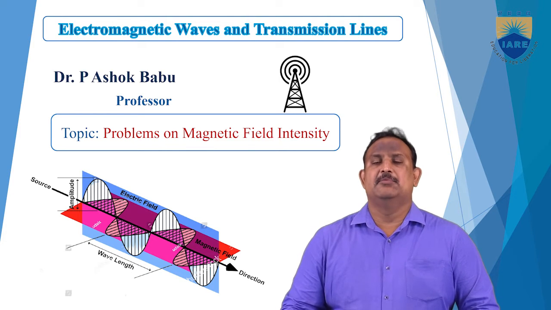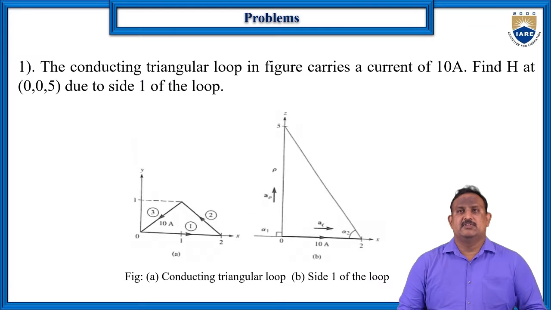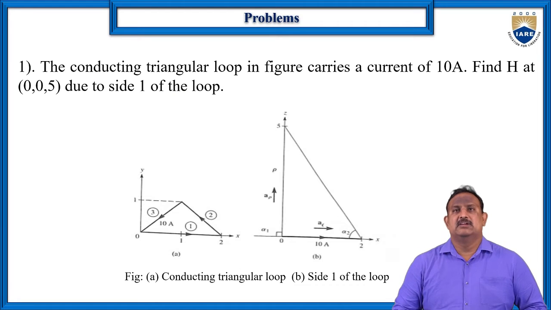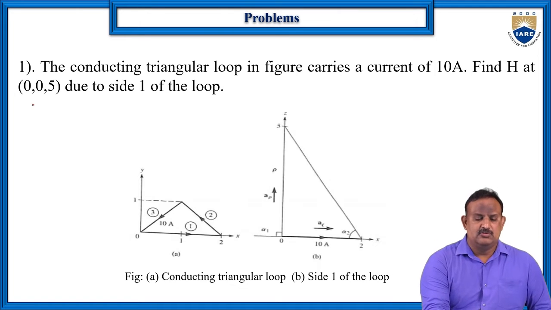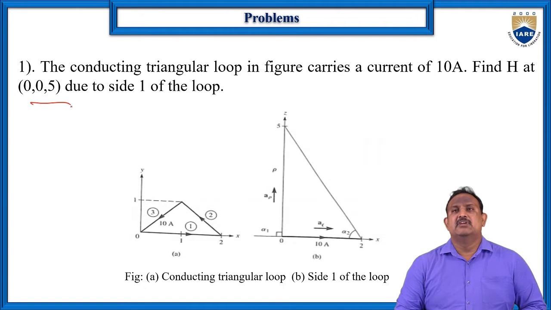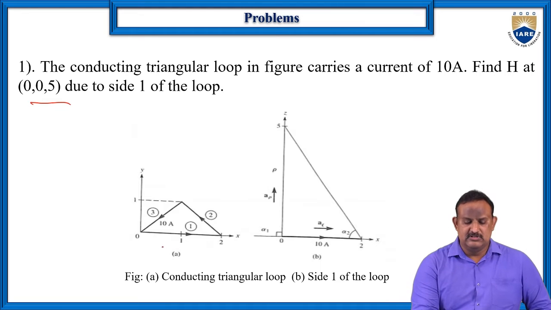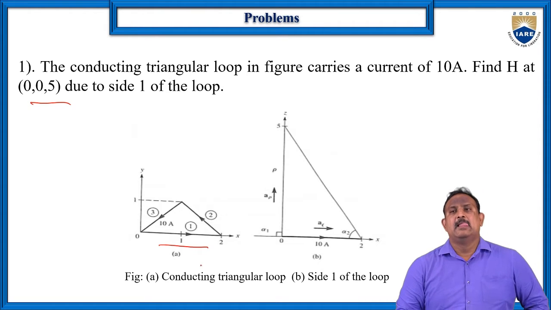In this video, I am going to discuss some problems in magnetostatics. First of all, let's see one problem. The conducting triangular loop in the figure carries a current of 10 amperes. Find the magnetic field at (0, 0, 5) due to side 1 of the given loop. So due to side 1 of the given loop, we need to find the magnetic field intensity.